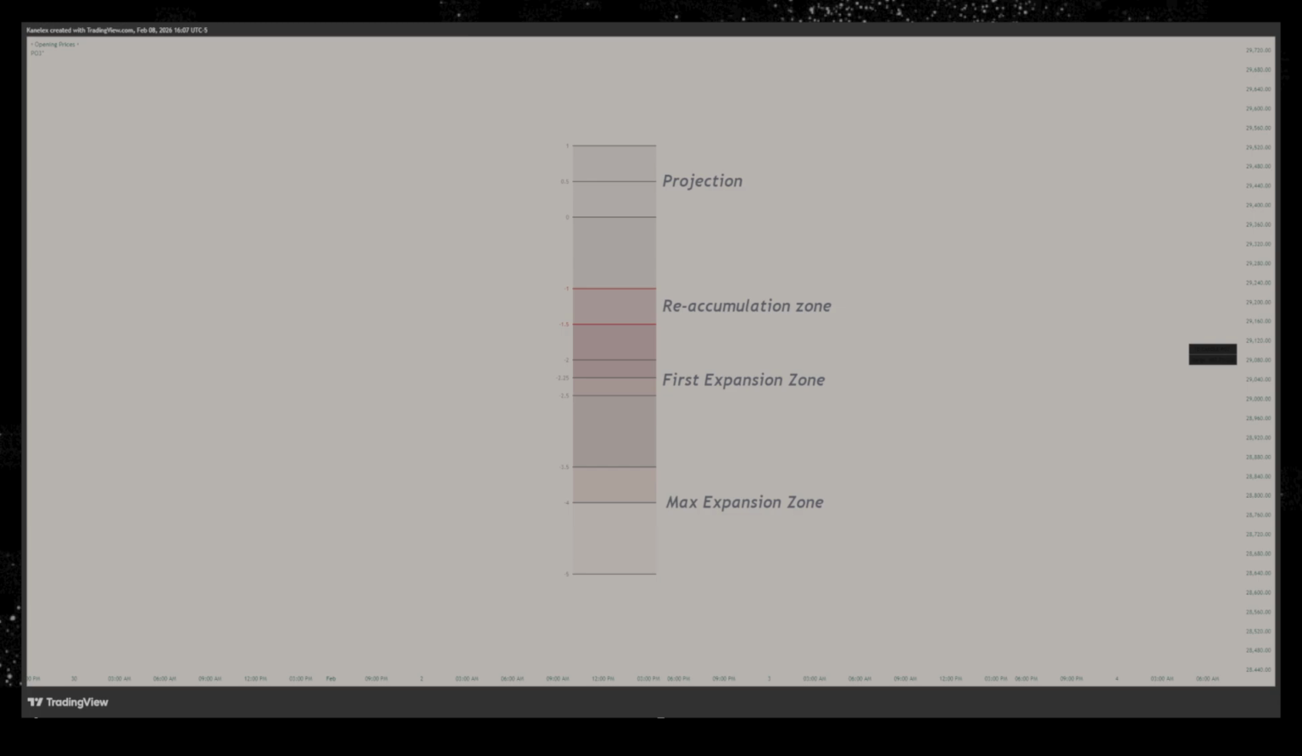The first expansion zone is presented in the -2 to -2.5 range. This is where price will typically want to start reversing after manipulation is finished. However, if it is closed through with the candle body closed, we can anticipate the next zone to deliver. -3.5 to -5 is going to be our max expansion zone, and this should be the absolute cap of a manipulation or distribution move.